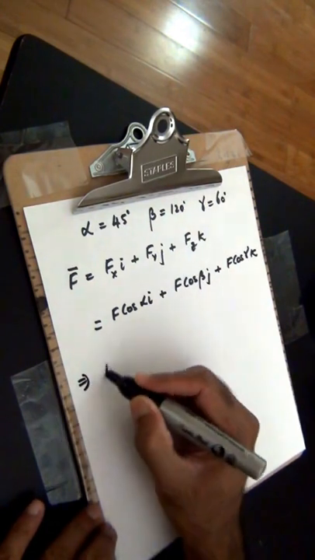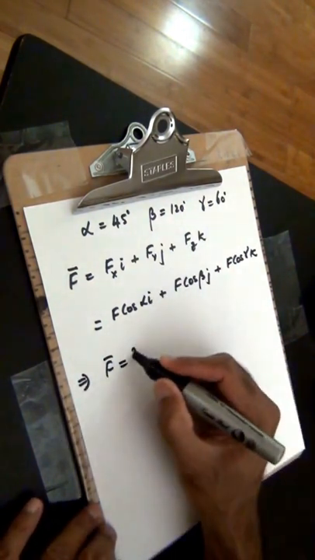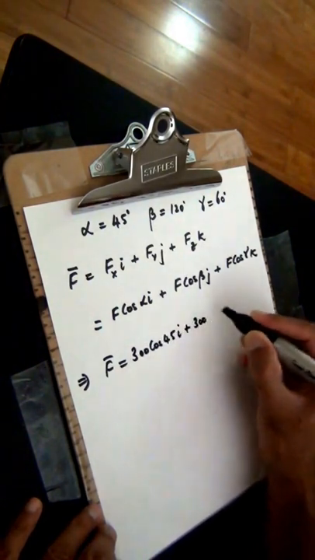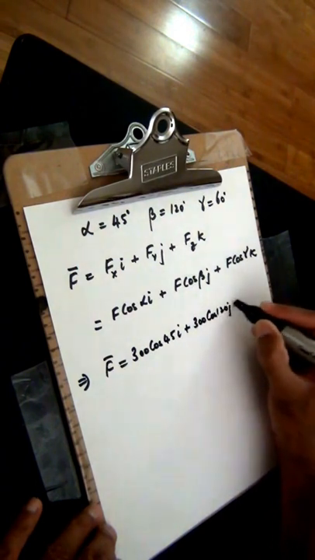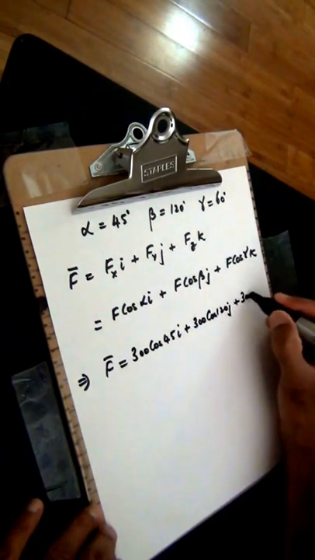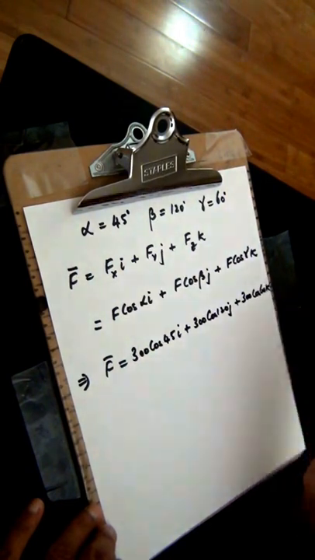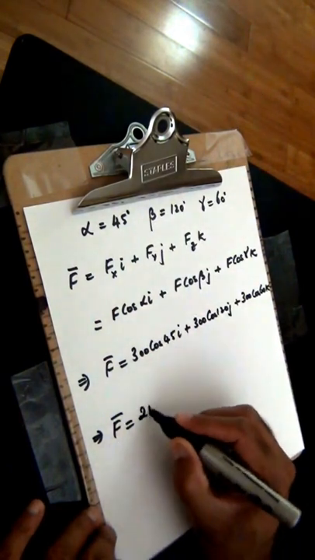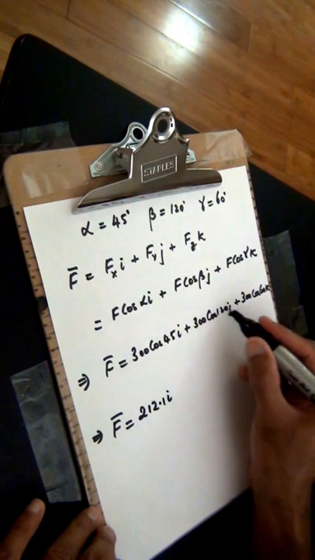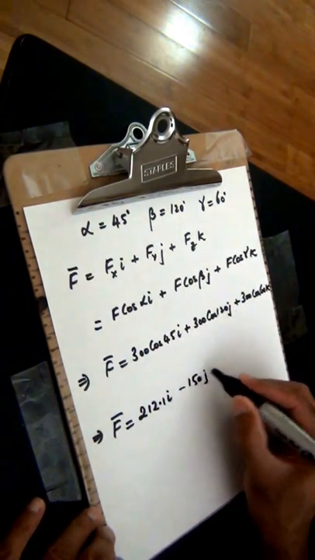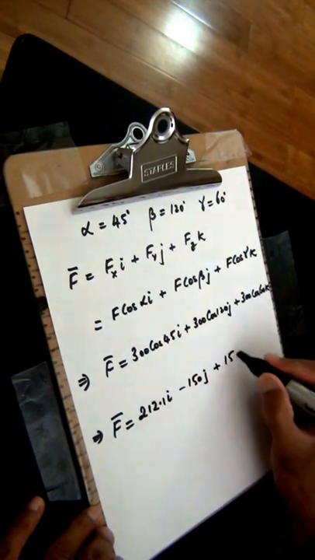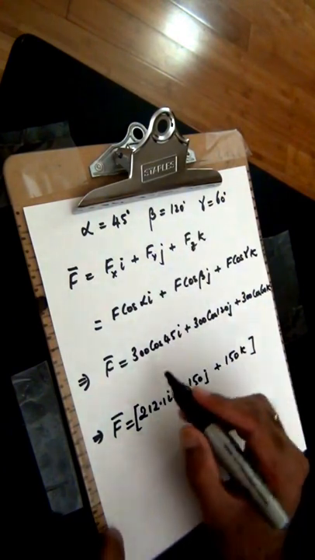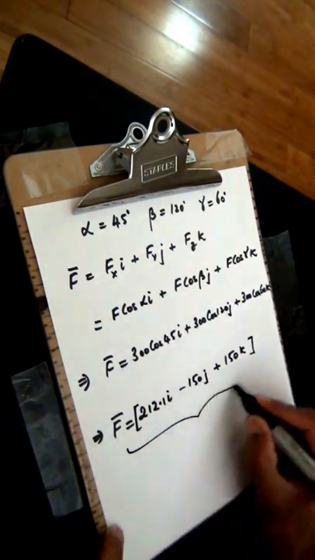So this means that vector F is going to be 300 cosine 45 i, 300 cosine 120 j, 300 cosine 60 k, or the vector F is 212.1 i, 300 cosine 120 is a minus 150 j, and then I have a plus 150 k. Right, so these are the components of the force F, and this is the Cartesian form of the vector F.